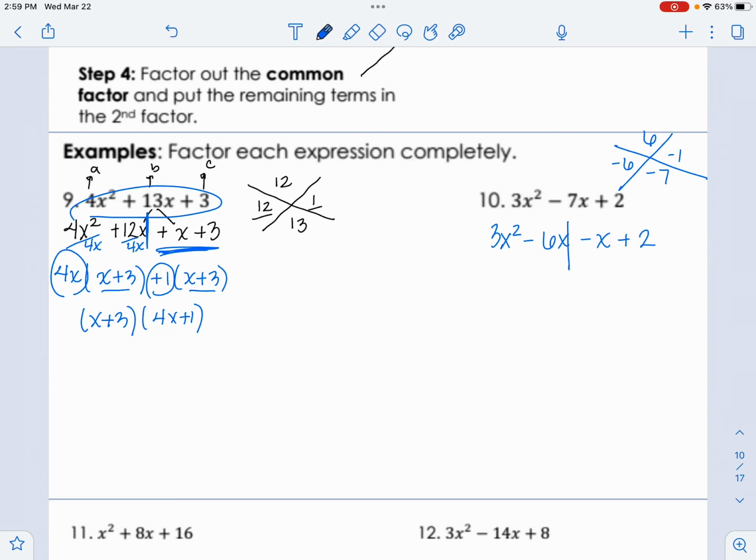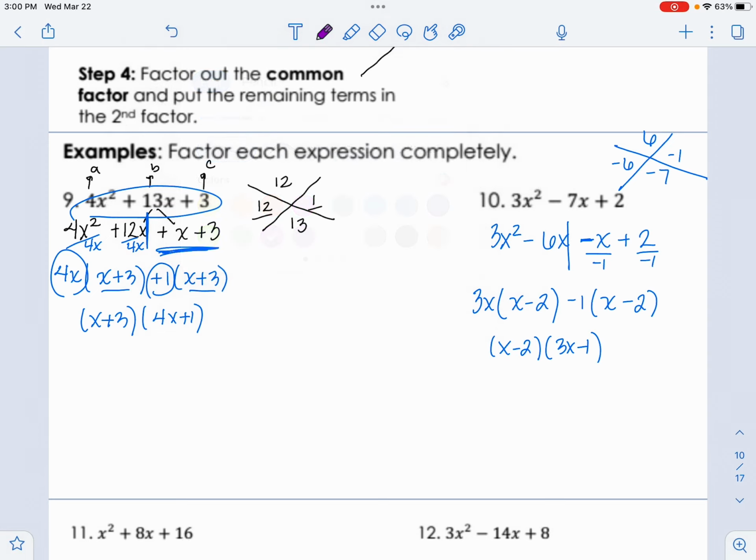Group it. GCF. Whatever sign is here, you're factoring that out. So even though it's -x plus 2, the greatest common factor is 1, we're going to factor out a -1. Nope, that should be -2. Okay, so it's -2 because when you divide by -1, you get positive x inside and -2 inside. X minus 2, 3x minus 1.